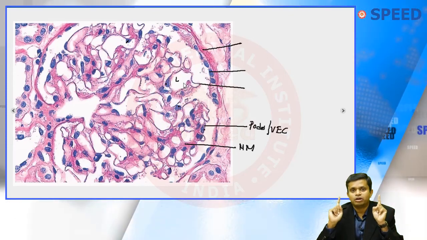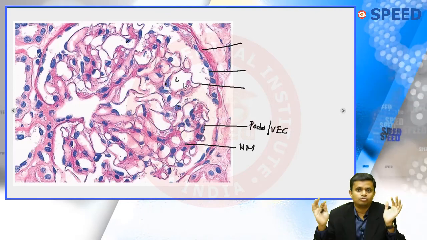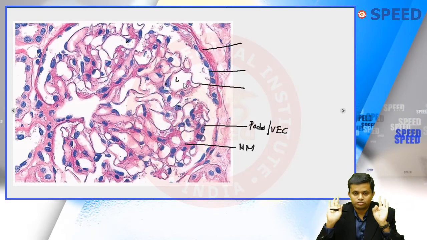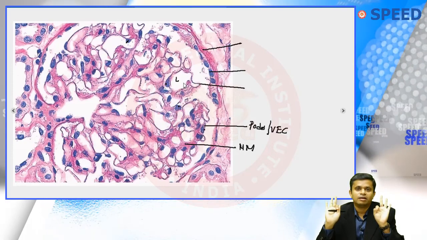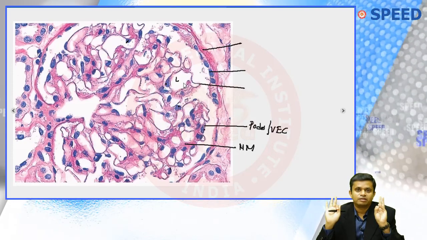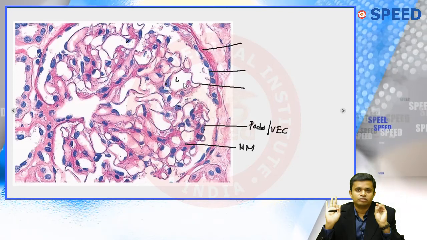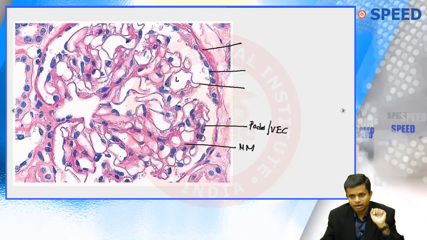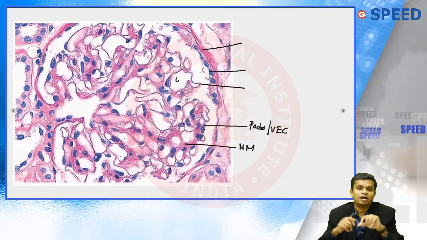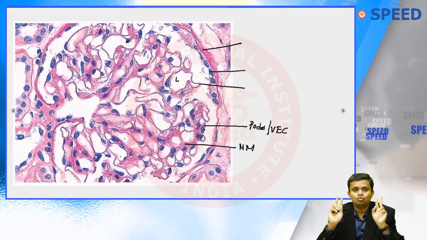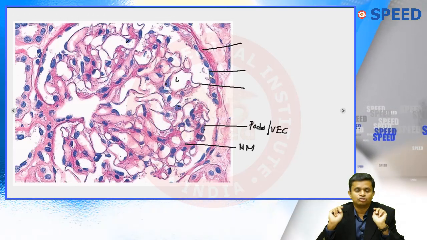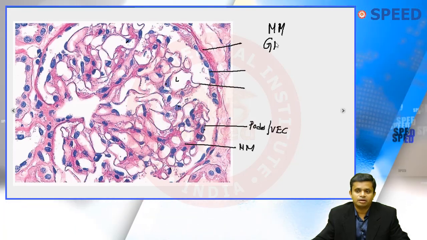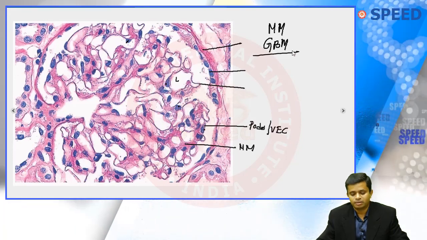For any glomerulus, remember, inside the cells, outside the cells. Inside, we have endocapillary cells. The endocapillary cells are made up of three important cells: visceral epithelial cells, endothelial cells, and mesangial cells. Now, what about the extracapillary cell? That extracapillary cell is called parietal epithelial cells. And remember, there are two matrix elements in the glomerulus: mainly the mesangial matrix and the GBM, glomerular basement membrane.